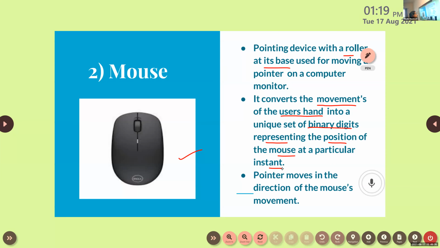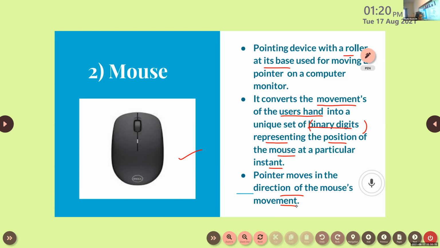So what is the role of a mouse? It converts our movements, the user's hand movements, into a unique set of binary digits, which represents the position of the mouse at a particular instant. So the pointer moves in the direction of the mouse movement. You have seen that as we move, isn't it? The pointer's movement depends upon us. Have you ever used the mouse? Yes, ma'am. As we move the mouse, the pointer moves accordingly, isn't it?